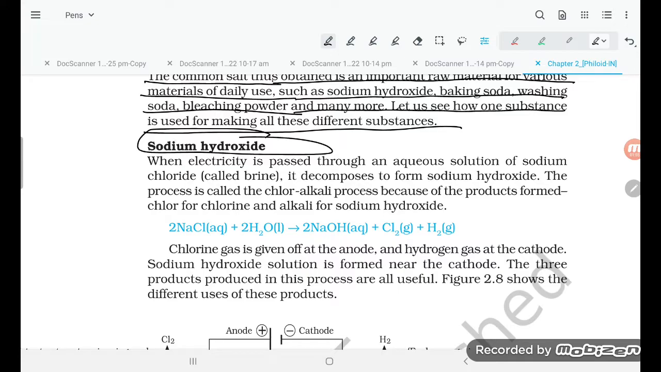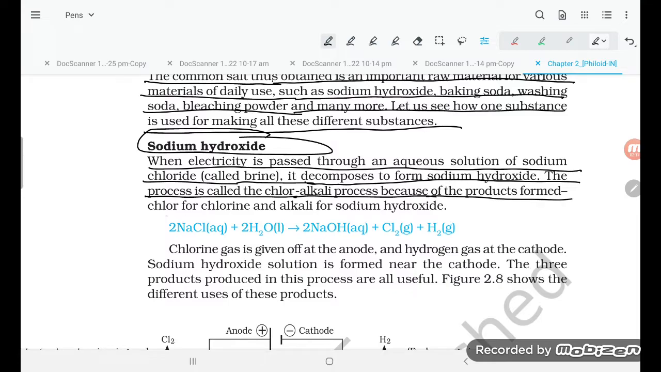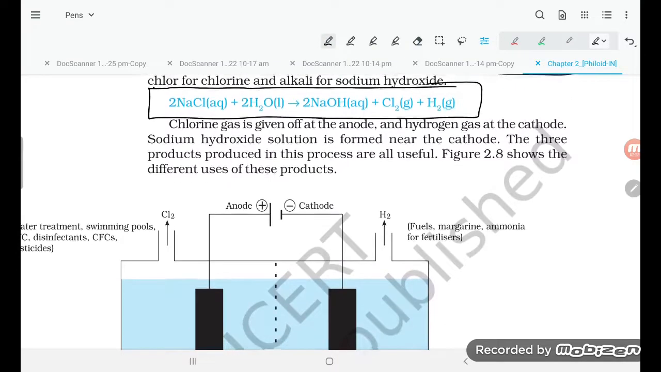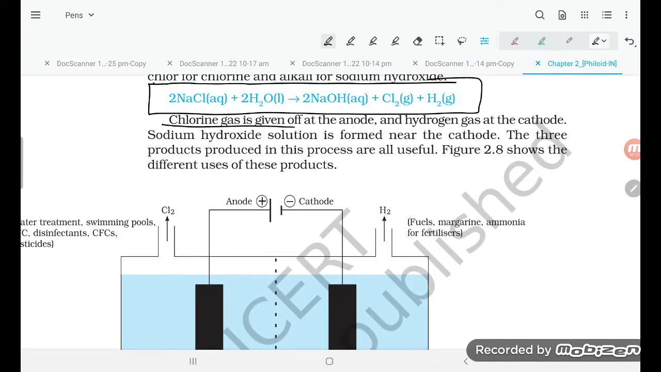Sodium hydroxide. When electric current is passed through an aqueous solution of sodium chloride, called brine, it decomposes to form sodium hydroxide. The process is called the chlor-alkali process because of the products formed: chlorine for 'chlor' and alkali for sodium hydroxide. So 2NaCl plus 2H2O gives 2NaOH plus Cl2 plus H2. Chlorine gas is given off at the anode and hydrogen gas at the cathode. Sodium hydroxide solution is formed near the cathode.